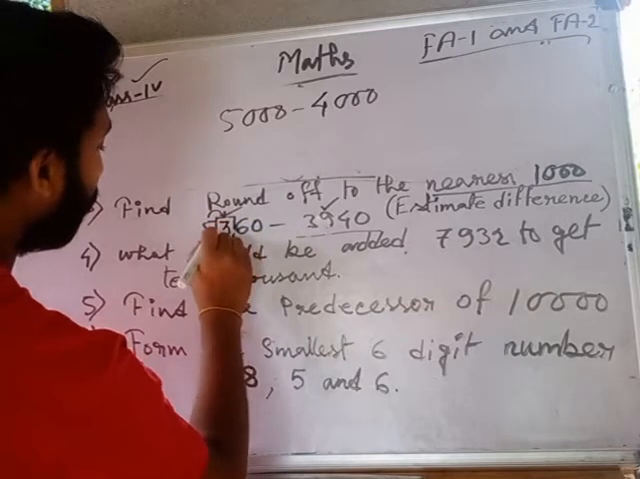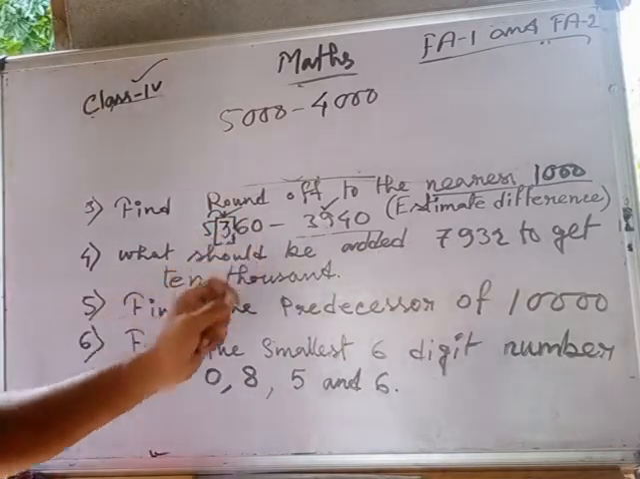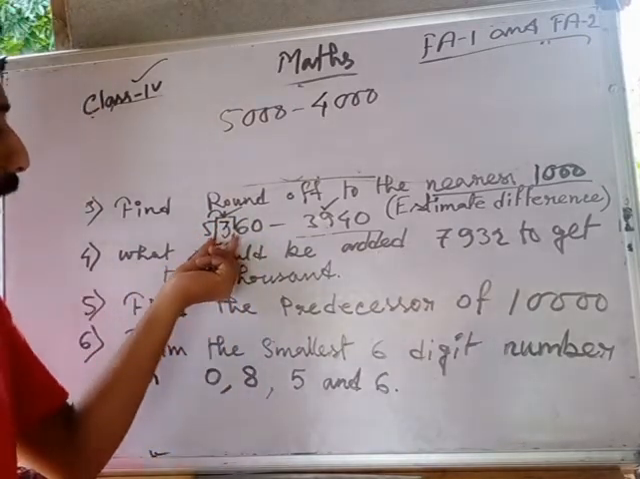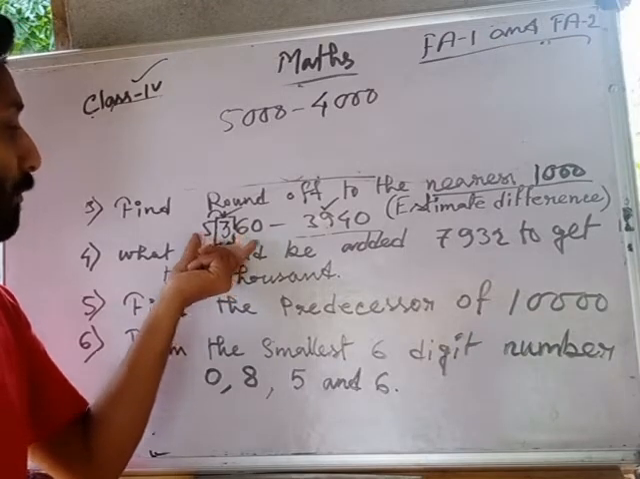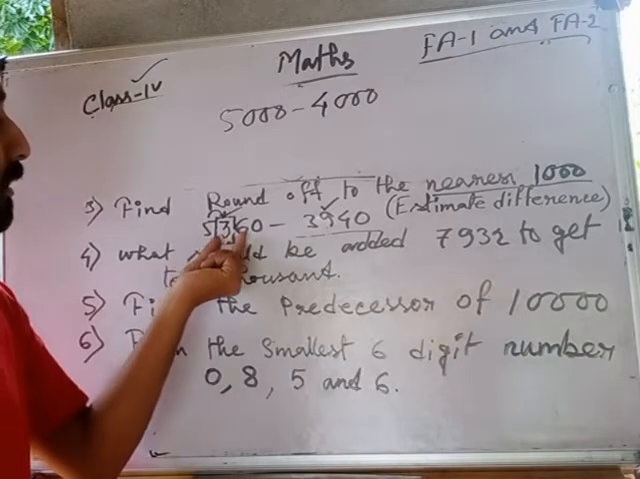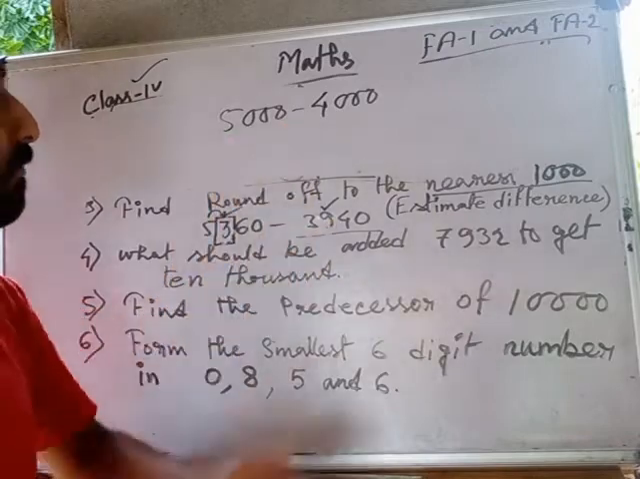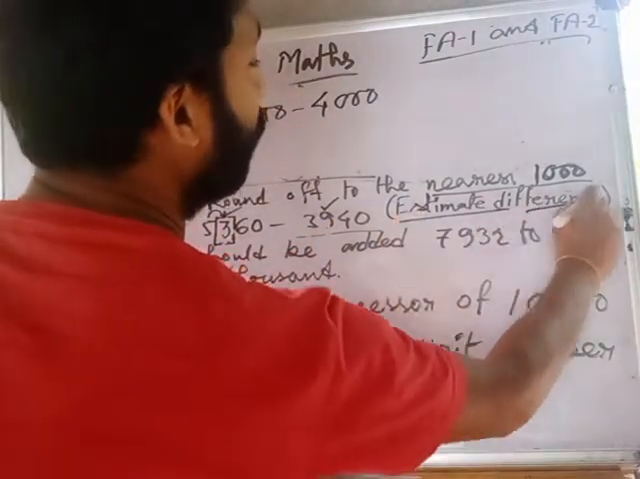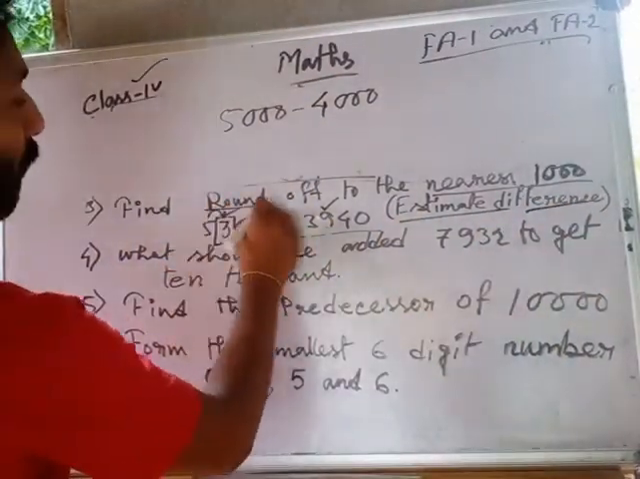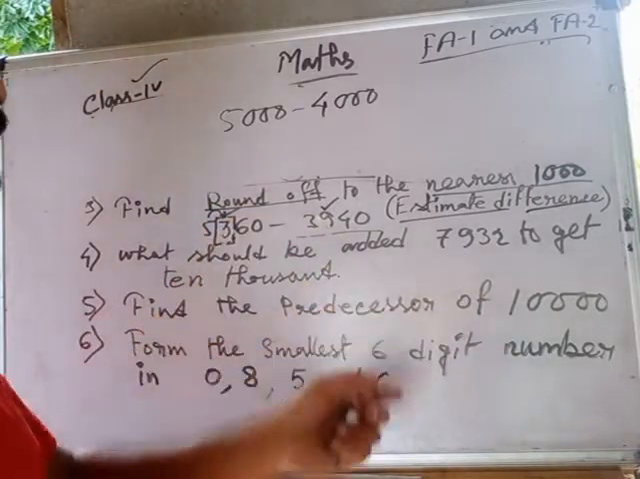If it is 5,360, then 3 is less than 5. That's why we should write 5,360 as 5,000. This one is called the estimate difference. When it is also round off, that is also the same, the estimate difference.